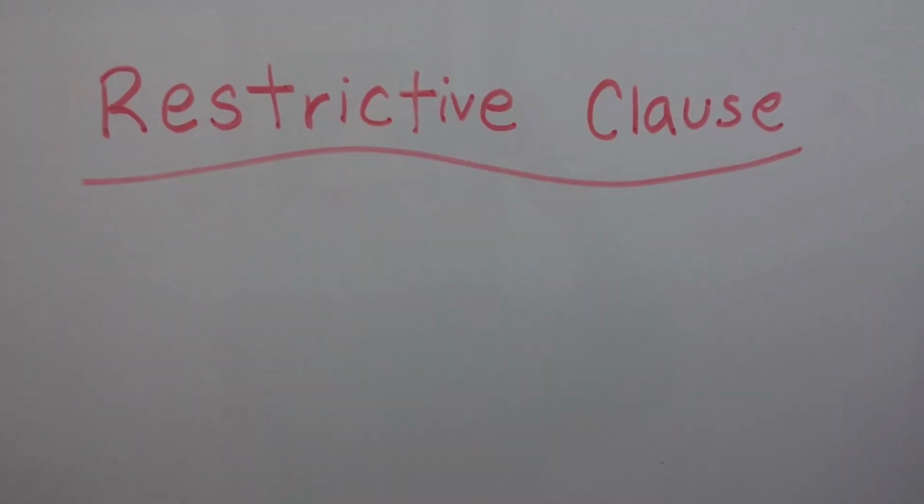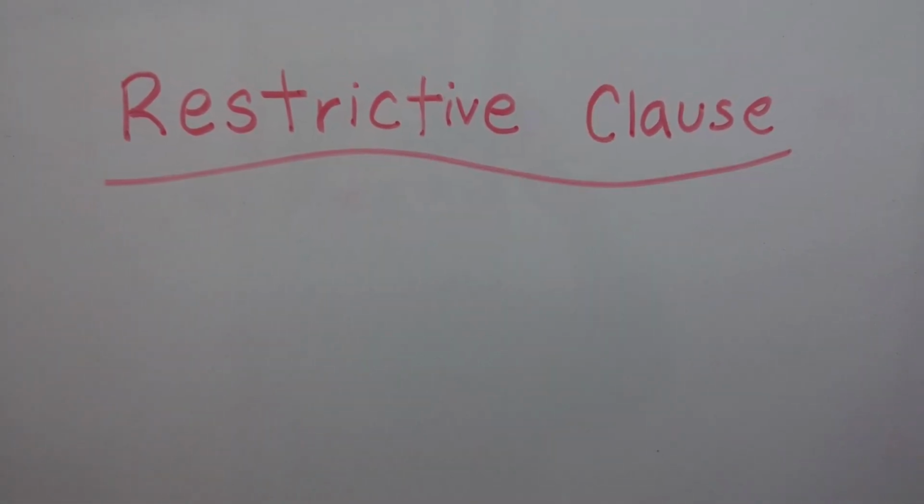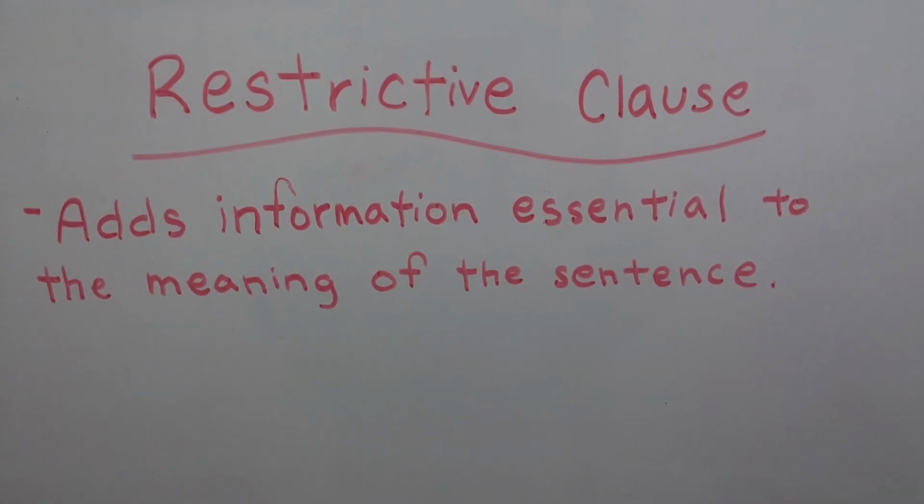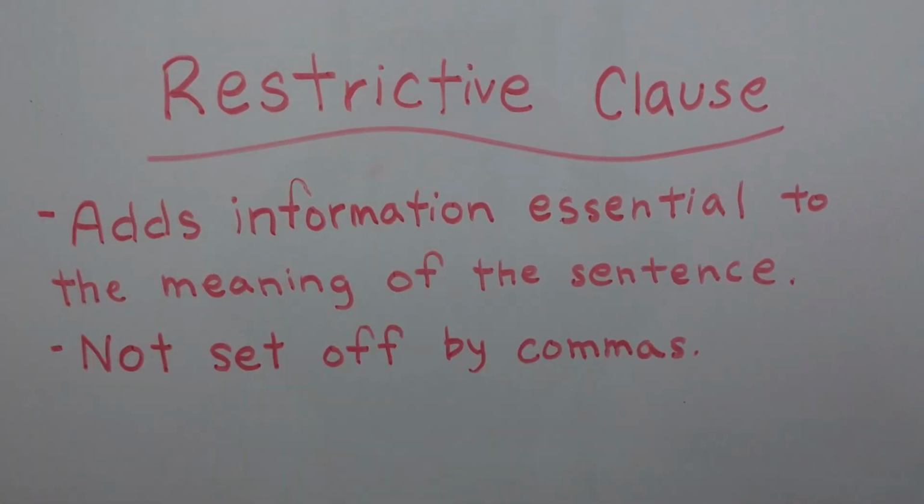The opposite of non-restrictive clauses are restrictive clauses, which add information that is essential to the meaning of the sentence and are not set off by commas.